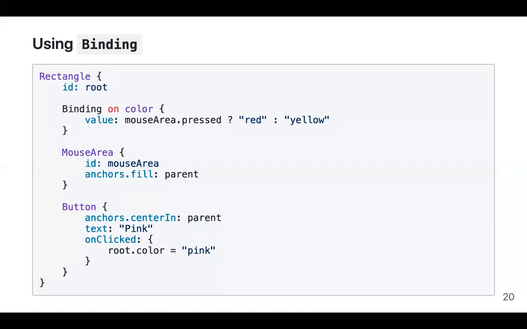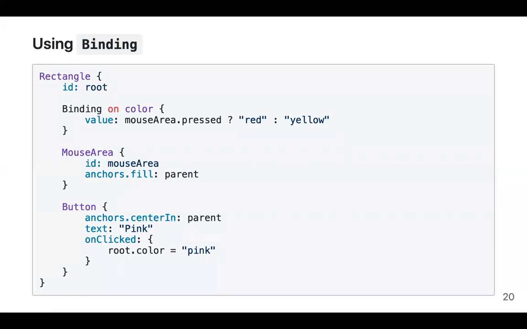Now, one of the things that you can use to solve those problems is using the Binding object. This Binding object provides a way for you to construct binding expressions on arbitrary properties. For example, in this case, we have a top-level rectangle, and we're binding red and yellow colors depending on the pressed property of the mouse area on the rectangle's color.